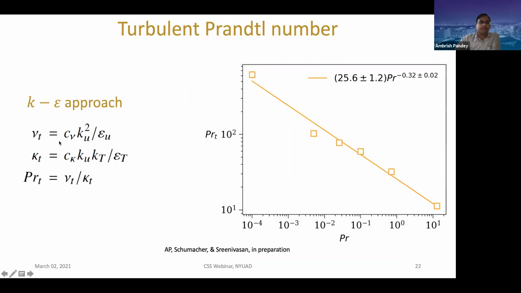And we compute these viscosities and diffusivities using the K-epsilon approach, which is a standard approach in engineering models. Atmospheric models use this kind of approach to get the turbulent viscosities. We follow the same approach and compute the turbulent Prandtl number. An important result is that we see that the turbulent Prandtl number is increasing as we are decreasing the molecular Prandtl number.